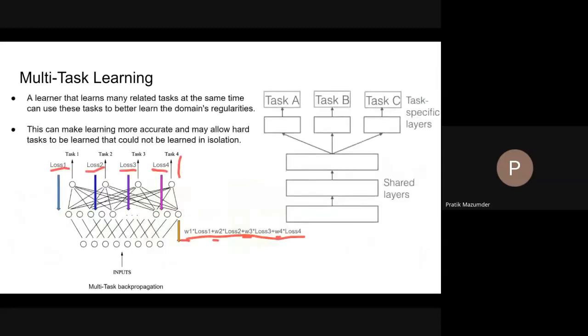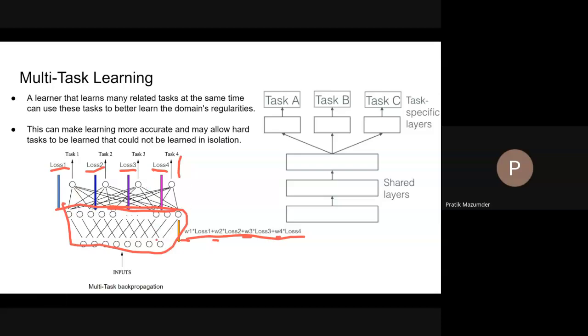Question. So here, if we perform task one and get the loss for that, does that loss affect task two's loss? No, no. It will not affect task two's loss, but the loss from task one will affect your shared layer. So all the losses will affect the shared layer. This particular shared layer will get optimized in a way that is good for all the tasks.